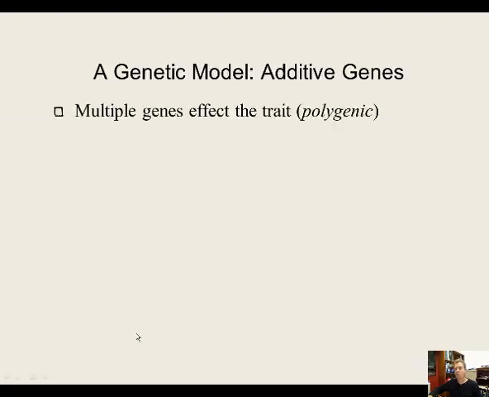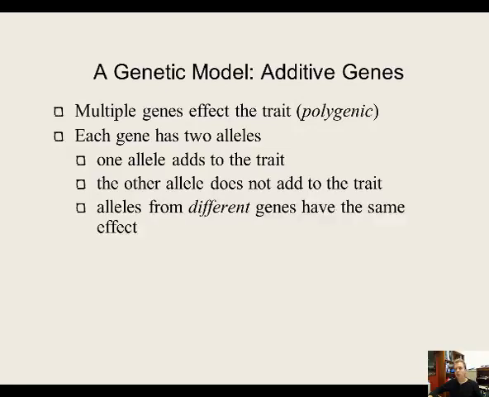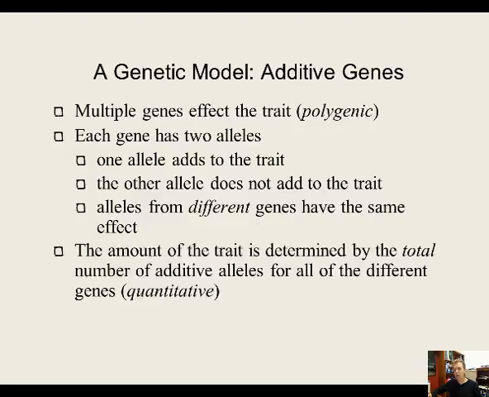So we call this additive genes. These are polygenic traits, meaning many genes contribute to the same phenotype. Again, each gene, of course, has 2 alleles, one allele adding to the trait, and one allele that does not add to the trait. Alleles from different genes have the same effect. In the wheat example, gene A has the same effect as gene B. The amount of the trait is determined by the total number of additive alleles, regardless of which gene they are from. We call this quantitative genetics because the number of additive alleles are adding together to make the phenotype.